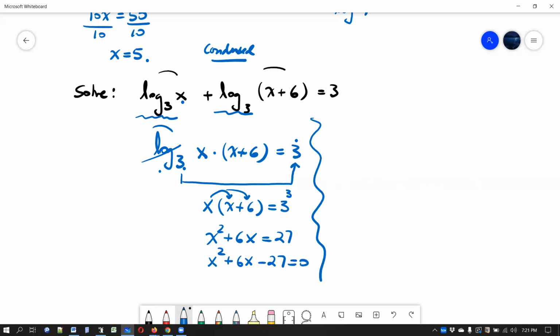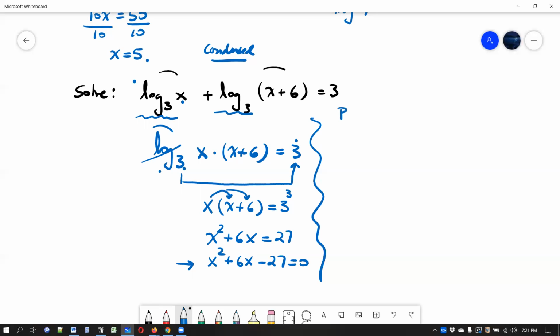So notice we started with a log equation and now we have a quadratic equation. Okay, so we had a quadratic equation embedded into a log equation. So we are halfway through solving the log equation, but now we have to solve this quadratic. And we can factor this.